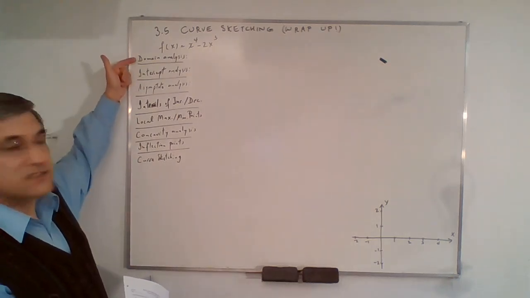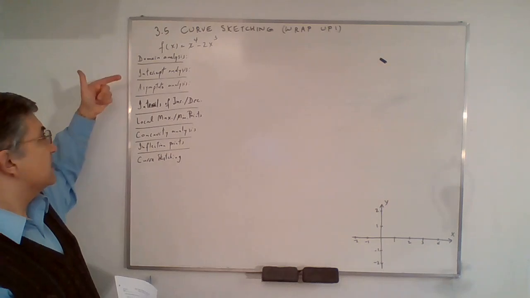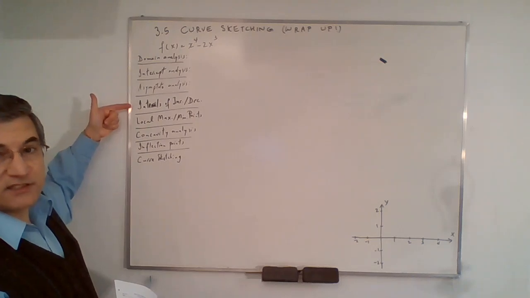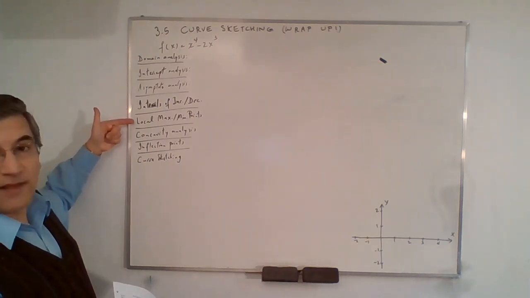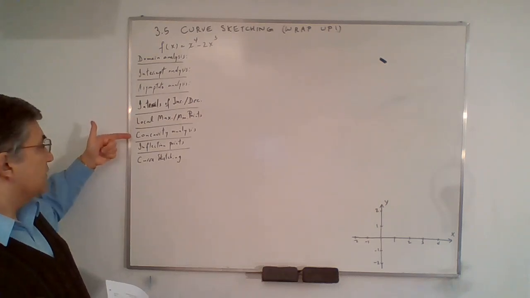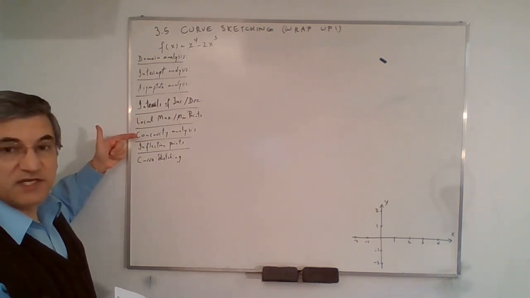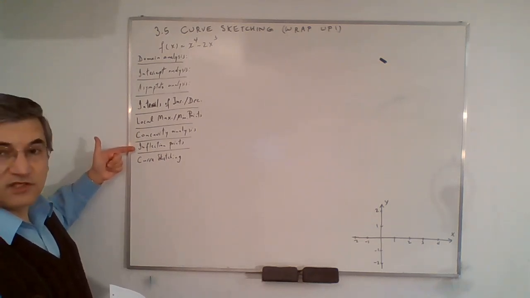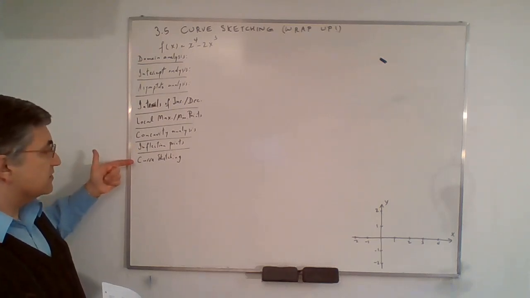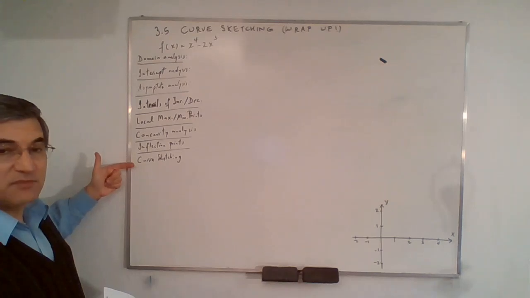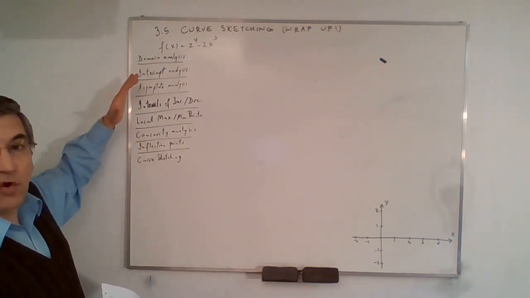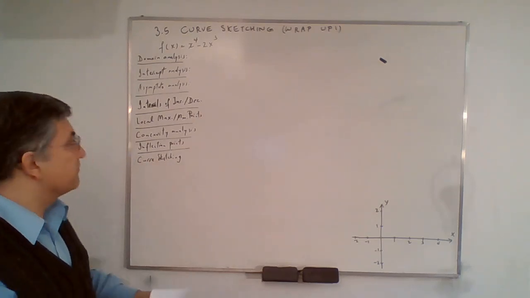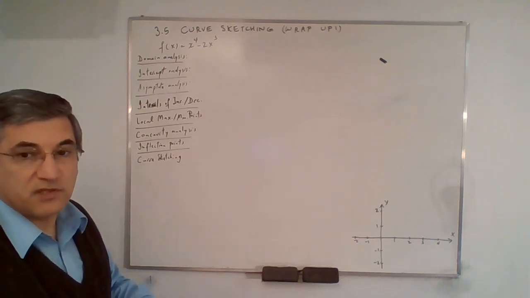Step 1, domain analysis. Number 2, intercept analysis. Number 3, asymptote analysis. Number 4, intervals of increase and decrease have to be determined. Number 5, local maximum and minimum points need to be found. Number 6 is a concavity analysis where you find the intervals of concave up and concave down. And number 7 is inflection points if they do exist. And finally, step 8, the last step, is putting everything together: all the information that we have derived for a function, we're going to put together and sketch the curve. And I have the intention of doing this whole thing, believe it or not.